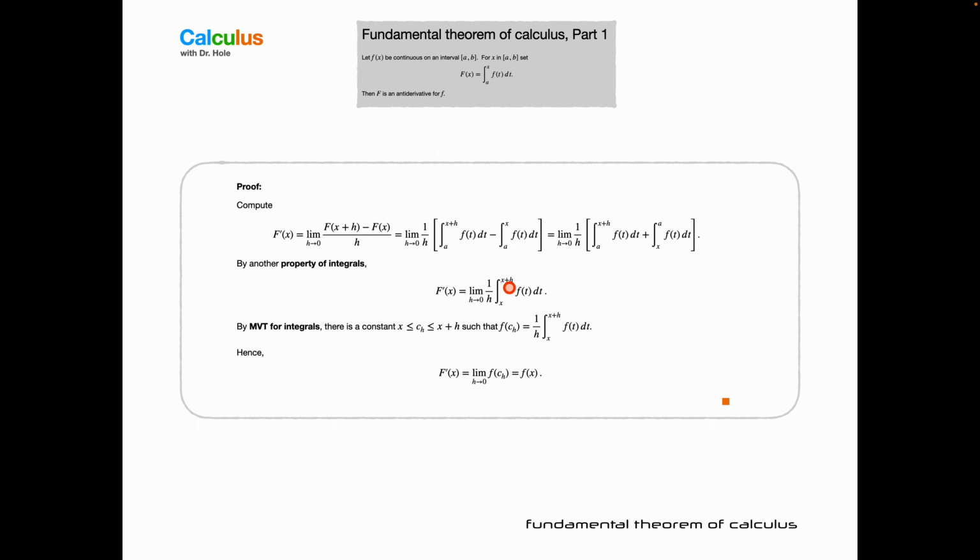So let's take a look. MVT for integrals. Swap this out for f of c sub h, that's produced here, and then make the argument that c sub h, as h goes to 0, has no choice but to become x, and that establishes this equality, which is going to finish the proof because we now have that the derivative of capital F is little f. In other words, capital F is an antiderivative for little f. Beautiful.